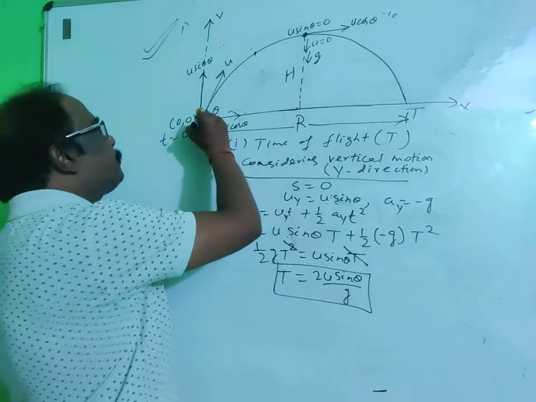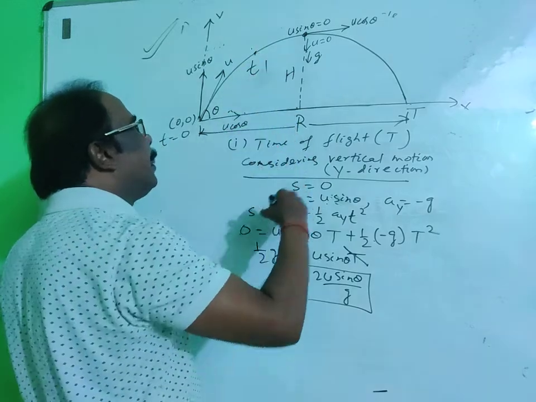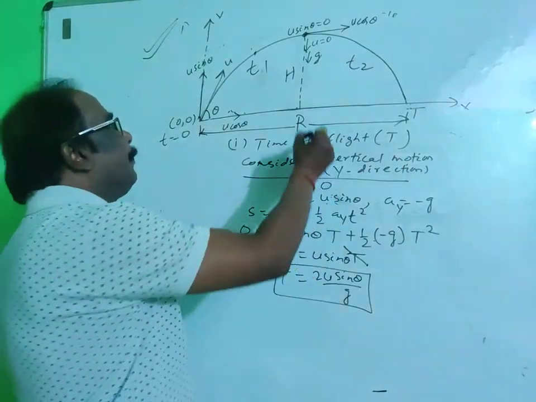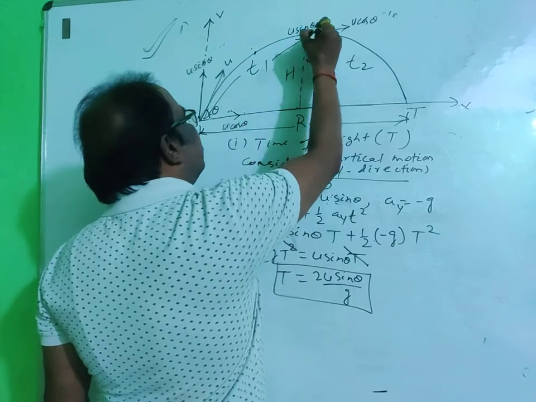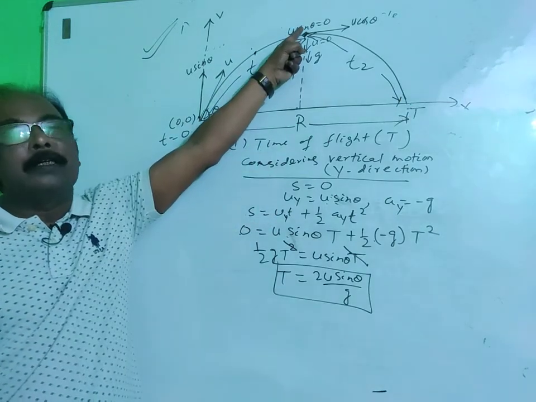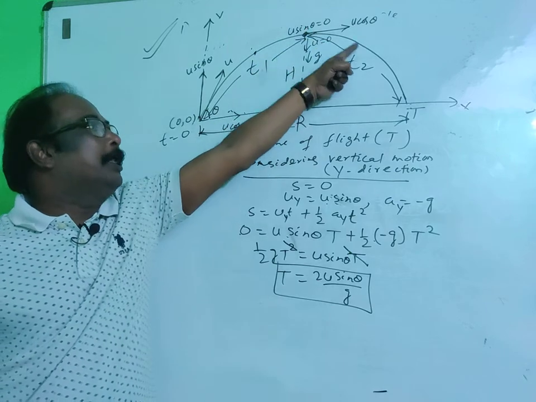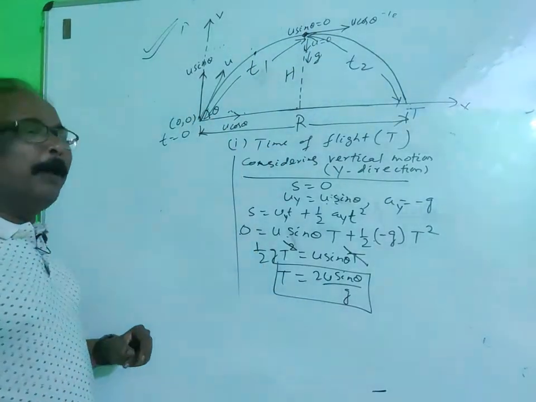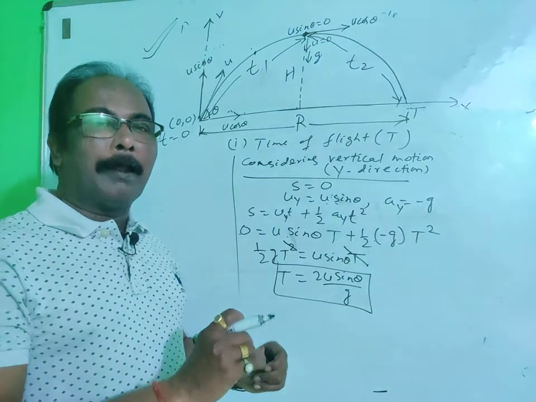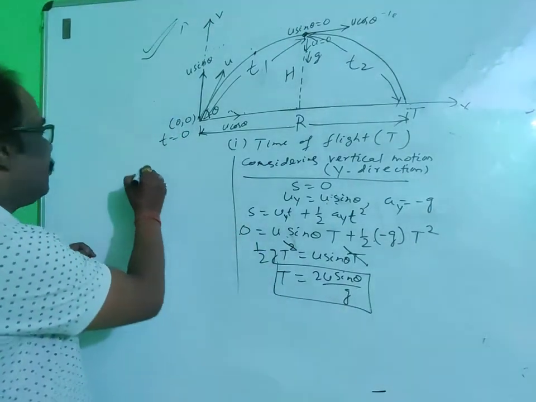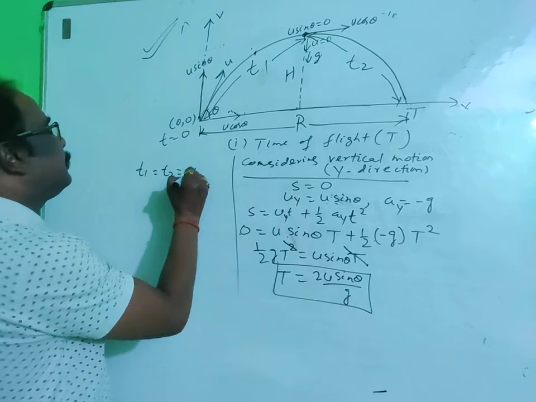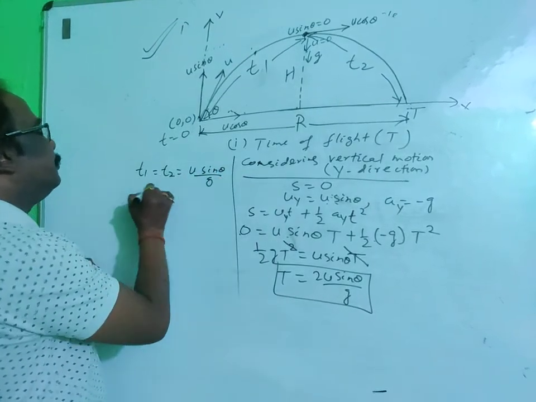See, the body starts from this position and this is the highest position. This time is the time of ascent, and from the highest position to the ground, this journey takes time t2. So t1 is the time of ascent, the body is rising in the upward direction, and t2 is the time of descent. We have already discussed, when we discussed motion and gravity, that if air resistance is neglected, then time of ascent is equal to time of descent. Means if total time T is equal to 2u sin theta by g, then both are equal to u sin theta by g. Let's prove it.